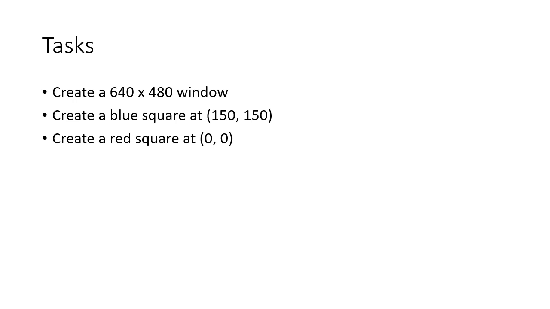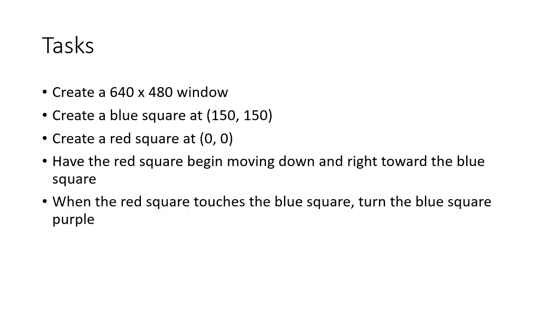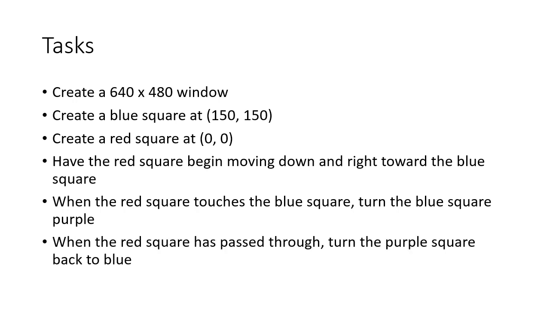Let's put a red square at 0, 0, and then have the red square begin moving down and right toward the blue square. When the red square touches the blue square, we want the blue square to turn purple. Then when the red square has passed through, we want the purple square to turn back to blue.